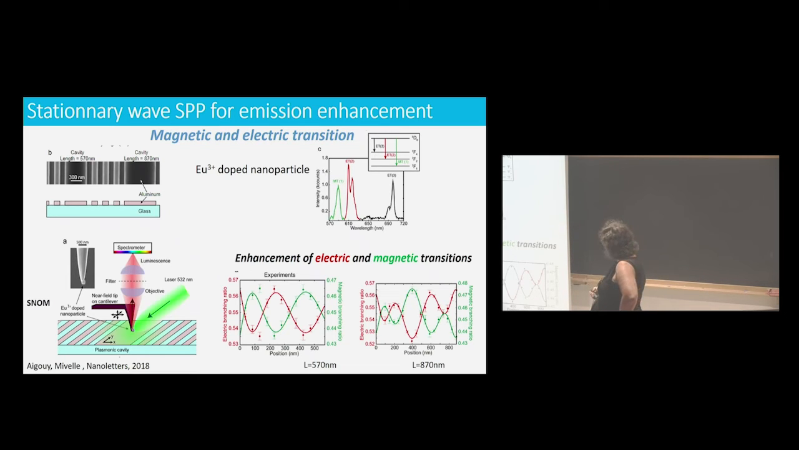So, for example, here you can consider erbium-doped nanoparticles, europium-doped nanoparticles. And when you look at these nanoparticles and the transitions of these nanoparticles, in fact, you have two electric ones and one magnetic one, and they are not at the same wavelength.